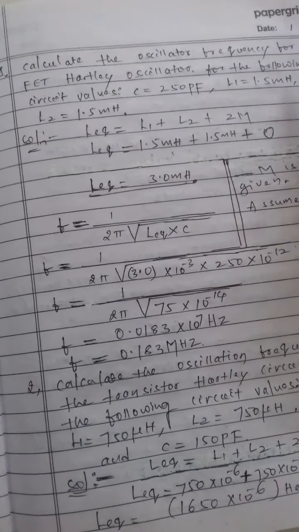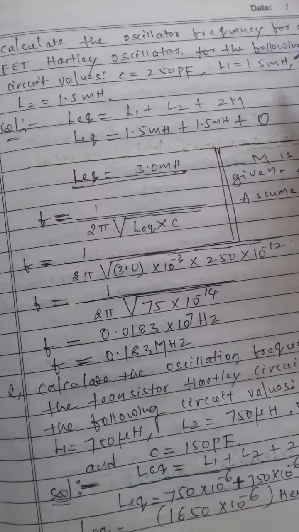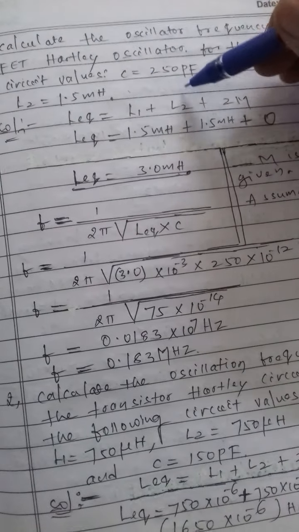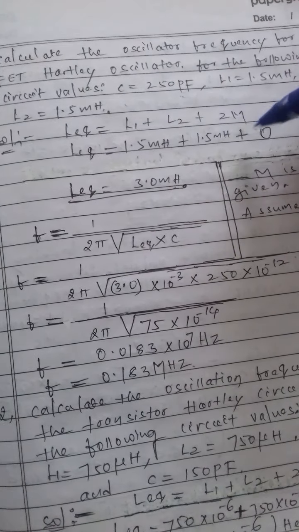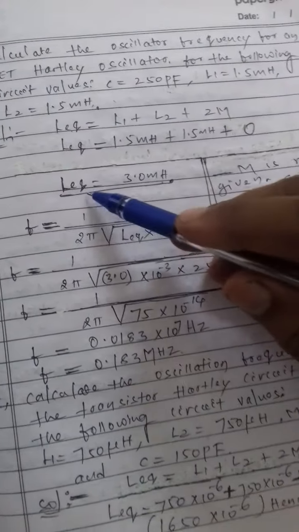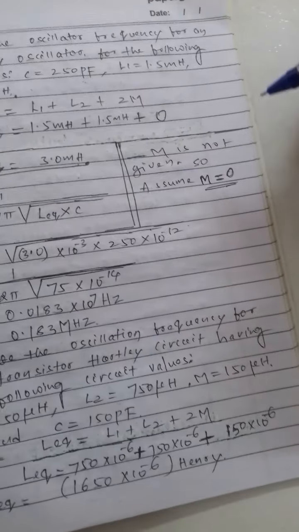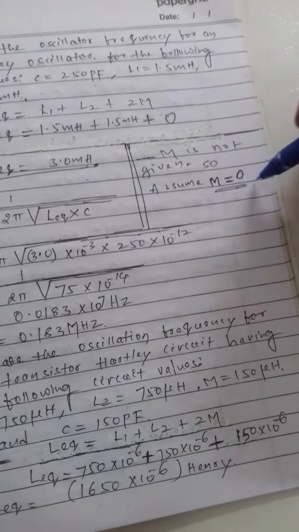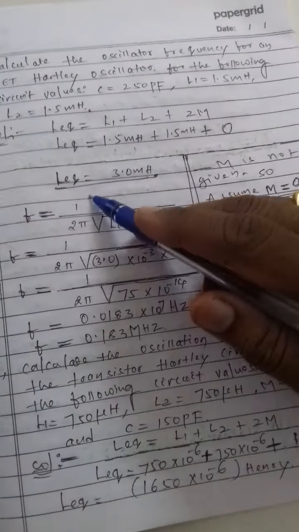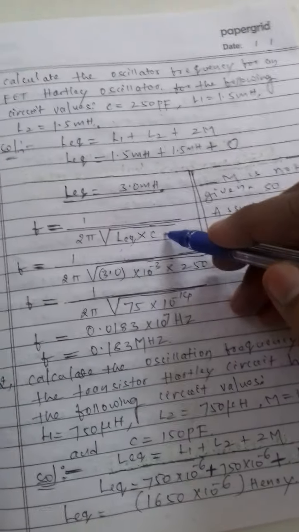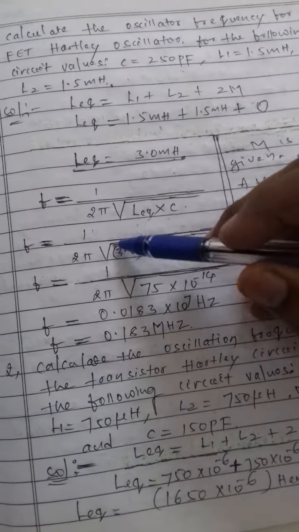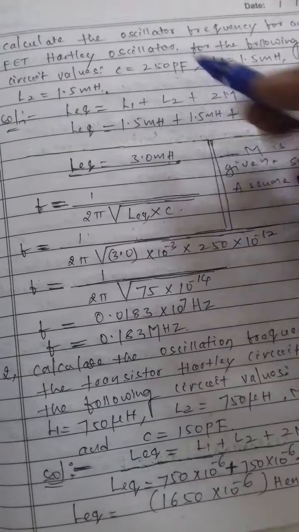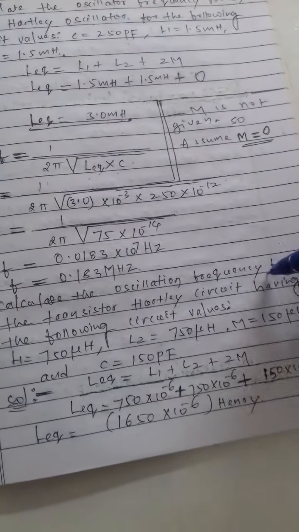Calculate the oscillator frequency for the FET RT oscillator for the following circuit values. C is equal to 250 picofarads, L2 is equal to 1.5 millihenry. Equivalent inductance is equal to L1 plus L2 plus 2M, which is equal to 3 millihenry. M is not given, so assume M is equal to 0. F is equal to 1 upon 2π square root of L equivalent into C, which is equal to 0.183 megahertz.